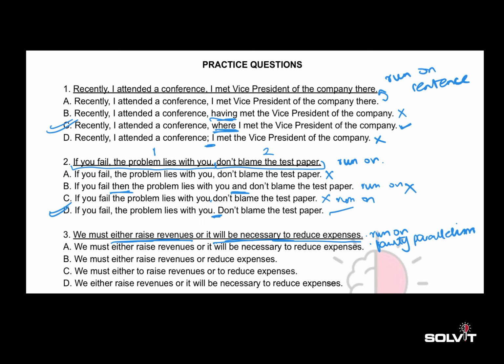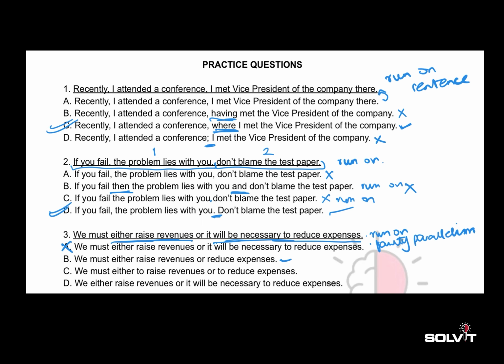Option A is the same as the question, so we're going to cancel option A. Option B: we must either raise revenues or reduce expenses. Now, this is correct.